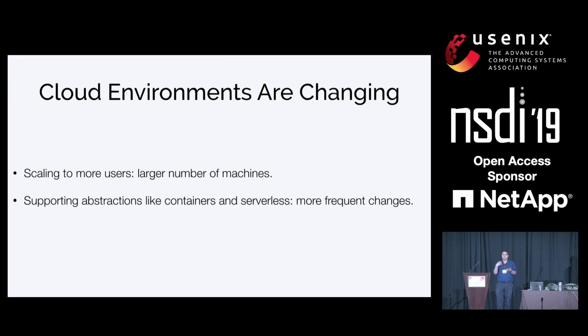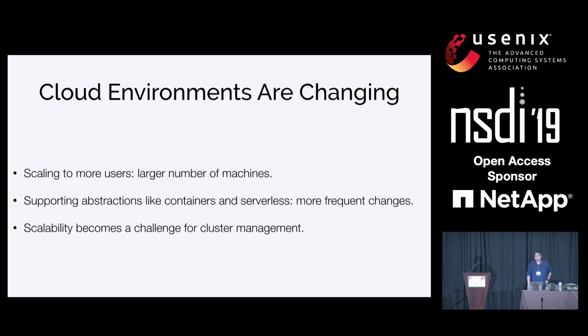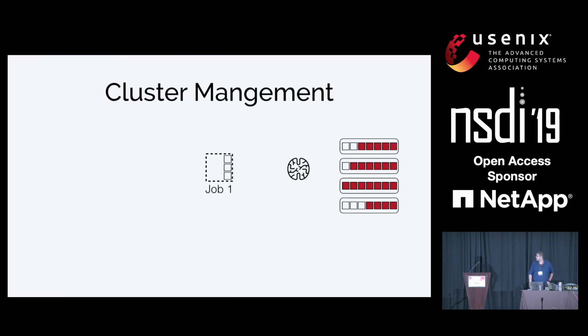So the actual utilization of machines is changing much more quickly than it did in the past. In the past, people were running machines for entire days and not taking them offline. Now they might be taking them on and off all the time. So scalability becomes a challenge for cluster management. To see this, consider this cluster manager. We have a set of 4 machines. The red squares indicate resources that are in use.